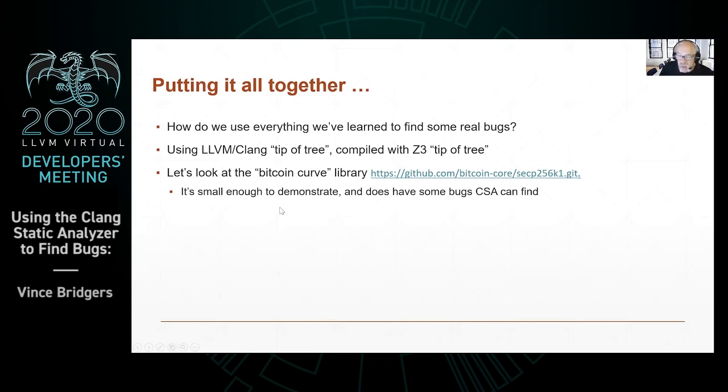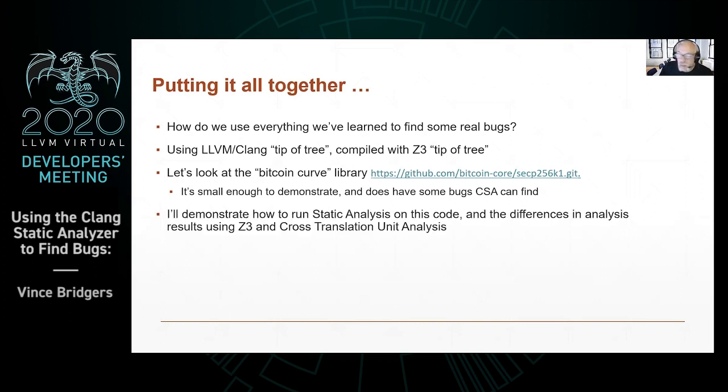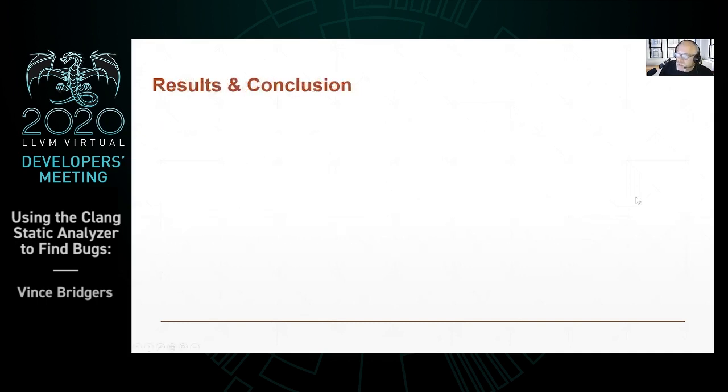If you look at some projects that have been around for a while, they're pretty well debugged at this point, and you do find some false positives, but there really aren't a lot of significant bugs, say in gzip, although we will take a look at that just for grins. So I'll demonstrate how to run the static analyzer on this code, something in the wild that you pulled off an open source project, and the differences in analysis between Z3 and cross-translation unit analysis. This is for your reference, so you can use it for your own projects. And like I said, I'm also going to demonstrate this on a well-developed project, gzip, just for contrast. So let's have a look.